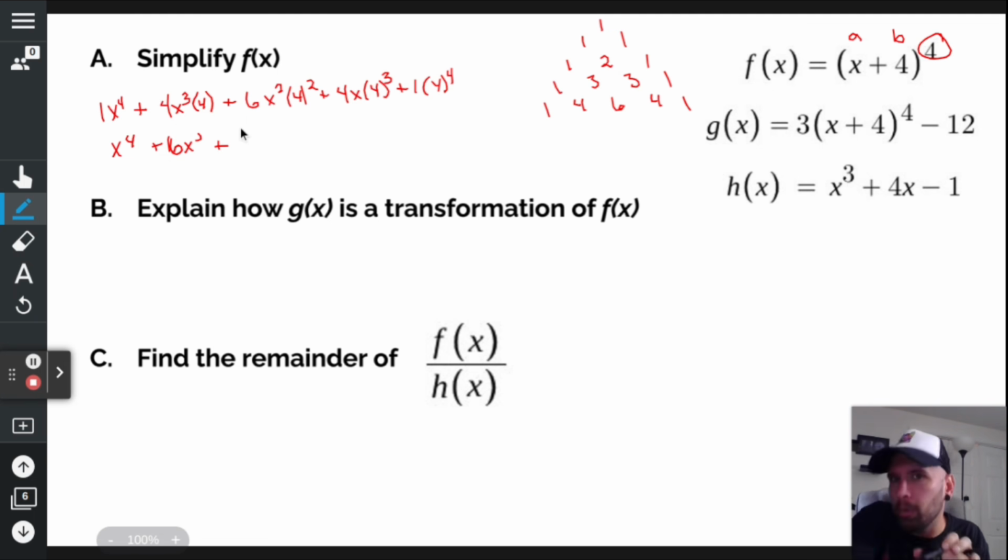16 times 6. I'm going to cheat. 16 times 6 is 96. It's 96 x squared, plus 4 times 4 times 4 times 4. That would be 256. And then the same thing.